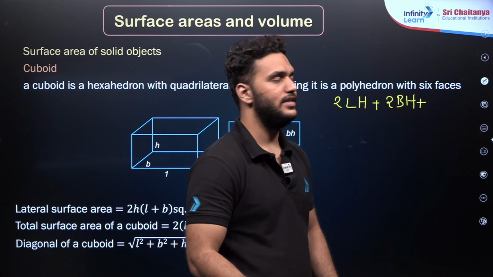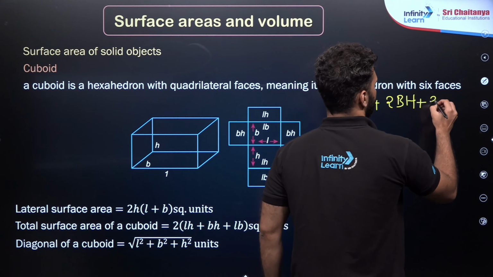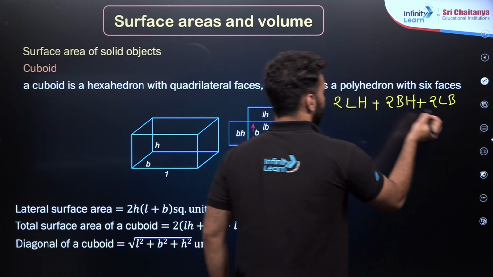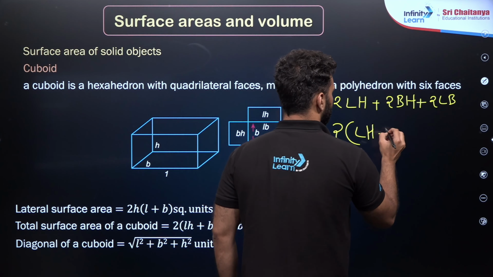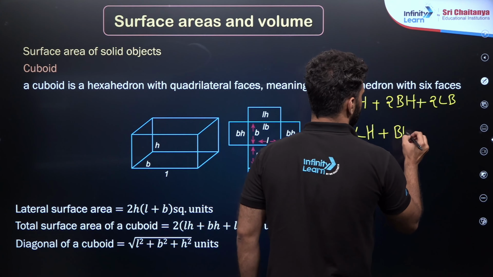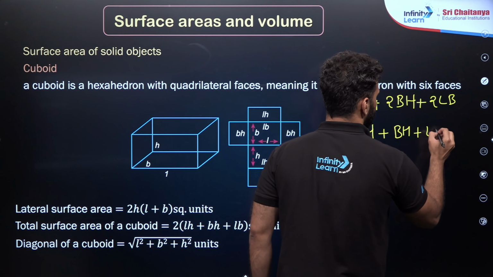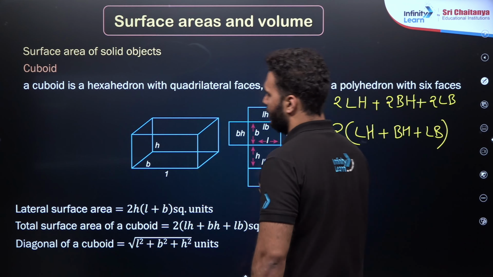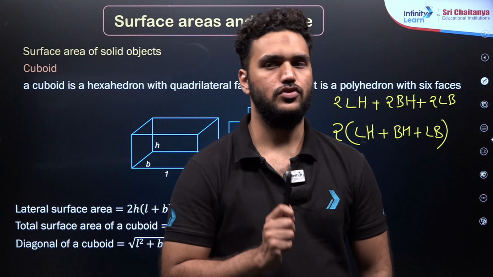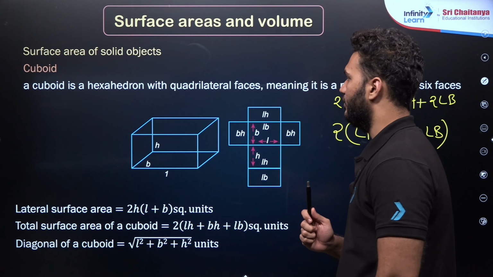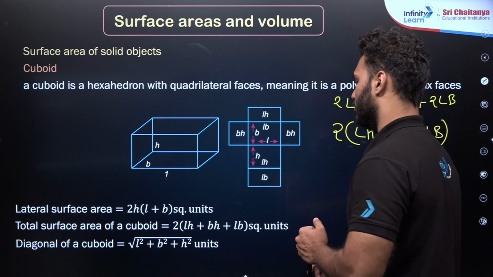Then I have floor and ceiling with length and breadth: 2 into length into breadth. Take 2 common and you will be left with LH plus BH plus LB. This is the total surface area of a cuboid. Any doubt till yet? Anyone? Total surface area of cuboid.